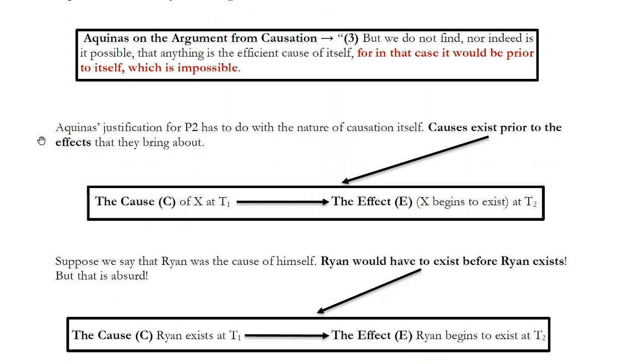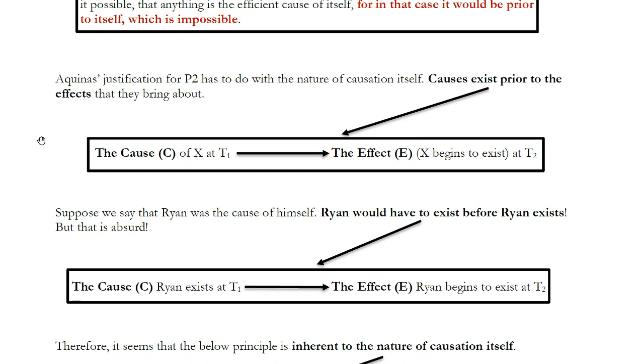So let's take a look at the way in which Aquinas justifies this claim. Why is it that nothing can be the efficient cause of itself? He tells us, "for in that case, it would be prior to itself, which is impossible." His idea here is that nothing can be the efficient cause of itself because that simply misunderstands the nature of efficient causation. So consider the relationship between cause and effect. If there is some cause of an event X at time 1, which brings about an effect E at time 2, where X begins to exist, what we notice about phenomena like that is that the cause of X always exists prior to the effect, which is X coming into existence.